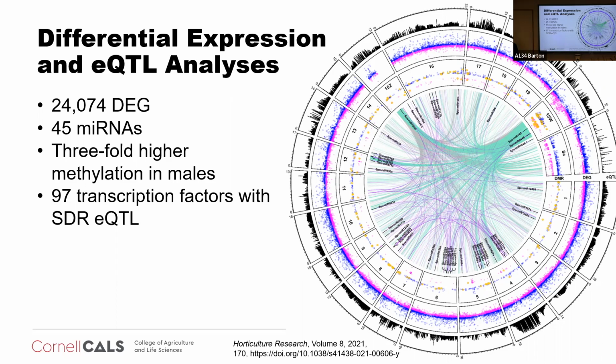Another key finding was that among these eQTLs, so these genes that had associations back to the SDR, we identified 97 transcription factors. We were really interested in these because transcription factors control the expression of many other genes. These could represent intermediate pathway genes between the 1 or 2 sex determination genes and the 24,000 differential expressions by controlling their expression. So we wanted to look at some of those.